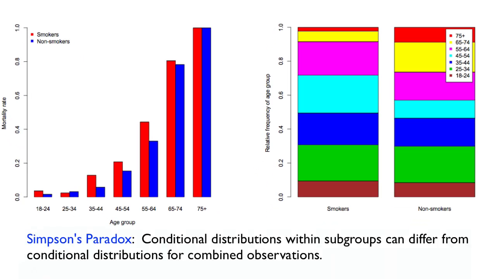This is an example of Simpson's paradox, in which conditional distributions within subgroups can give the opposite conclusion to conditional distributions for the combined observations. Age here is a lurking variable. We need to always watch for lurking variables which, if taken into account in our analyses, might affect our conclusions. In some upcoming lectures, we'll talk about data collection and how to design a study to mitigate the effects of lurking variables.